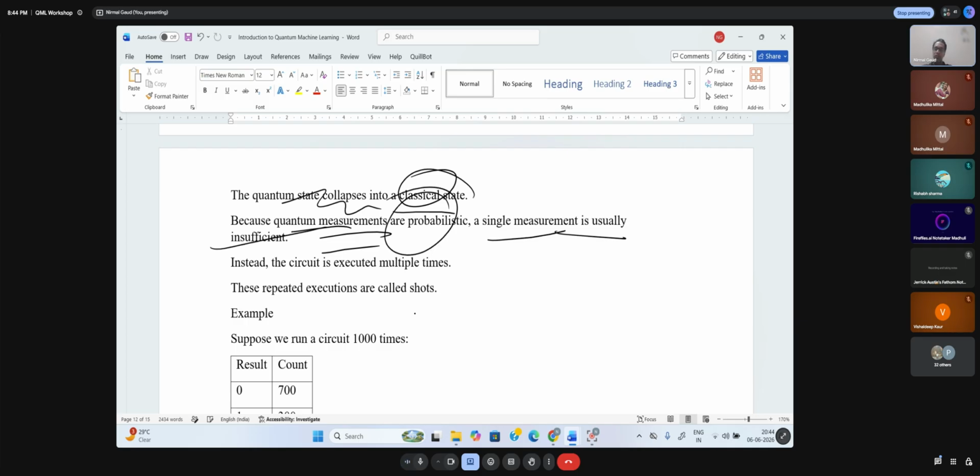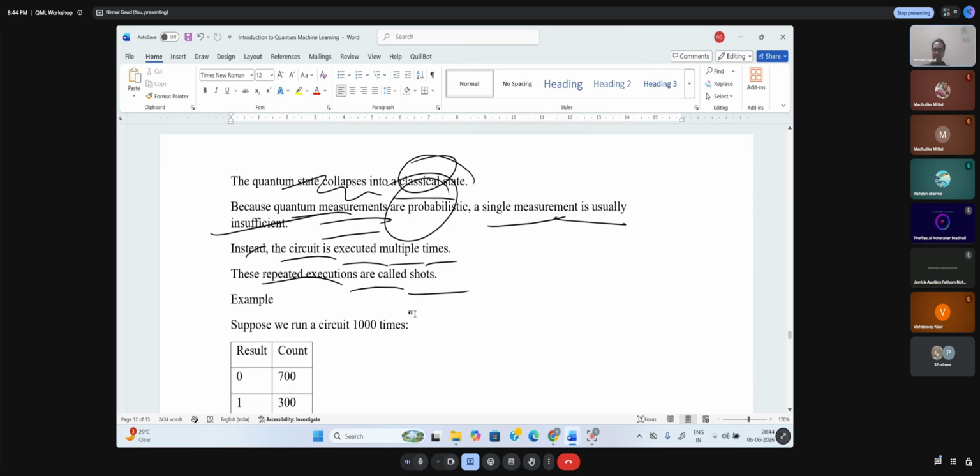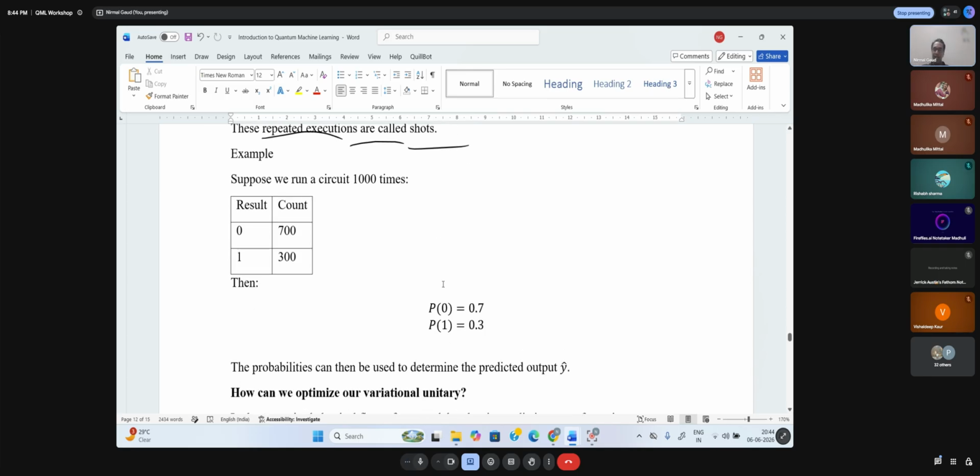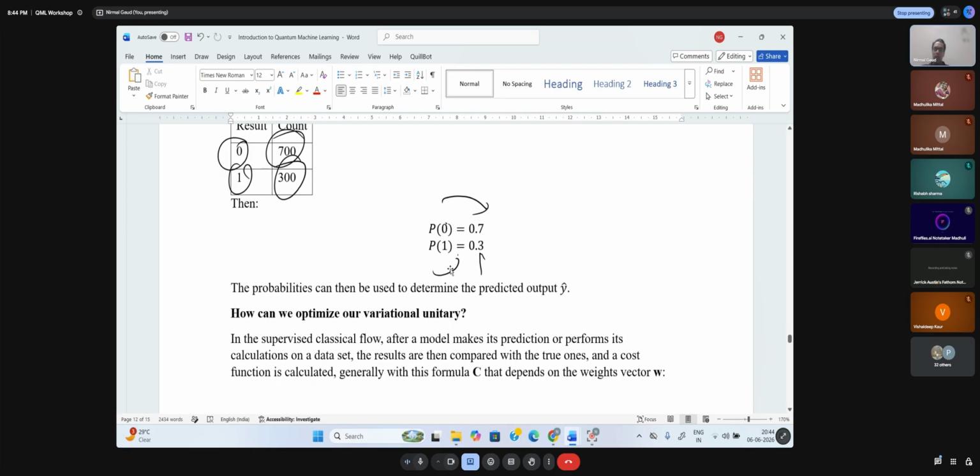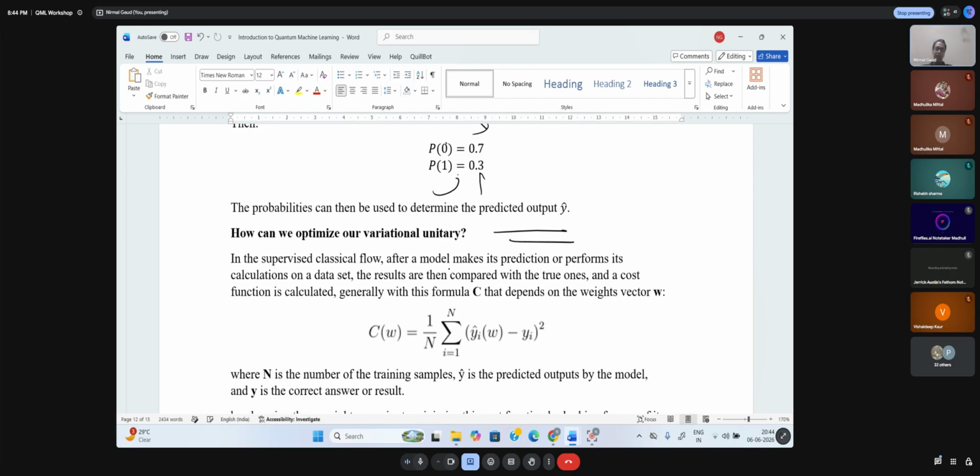A single measurement is usually insufficient. Instead, the circuit is executed multiple times. These repeated executions are called shots. For example, if you run a circuit 1000 times and you get 0 as a result in 700 and 1 as a result in 300, the probability of 0 will be 0.7 and the probability of 1 will be 30%. These probabilities can be used to determine the predicted output y cap, or the prediction. Since 0 is coming 70% of the time, according to the classical concept, we will say the prediction is 0.